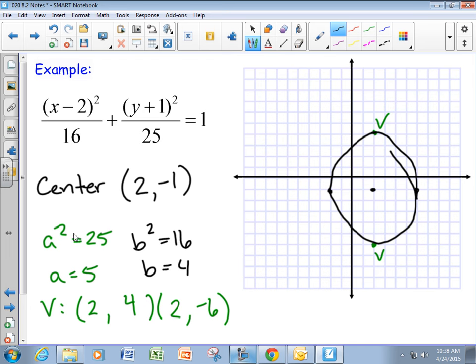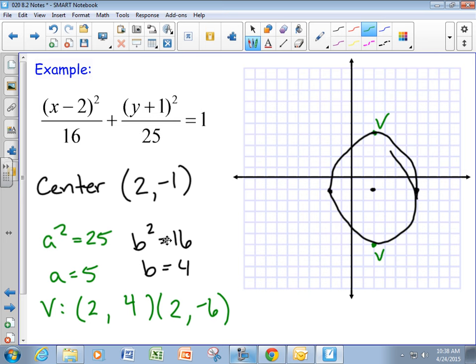Now, the last piece that you want to make sure you can label on your ellipse are the foci, which are c units away on the focal axis from the center. But I don't know what c is. It wasn't given to me in my equation. So this is where I need to use my Pythagorean relationship that I know is shared between my a, my b, and my c value.